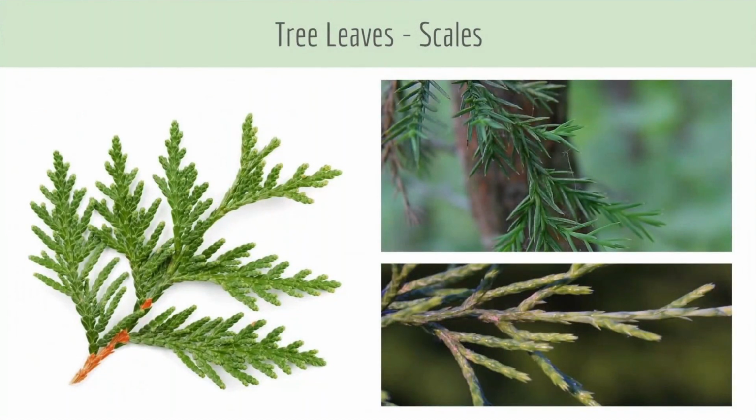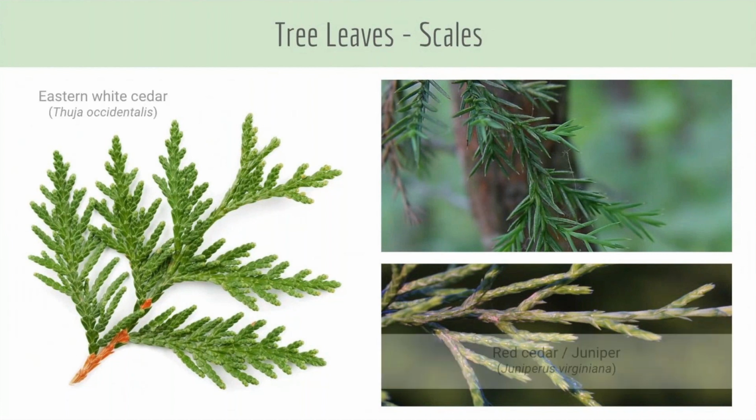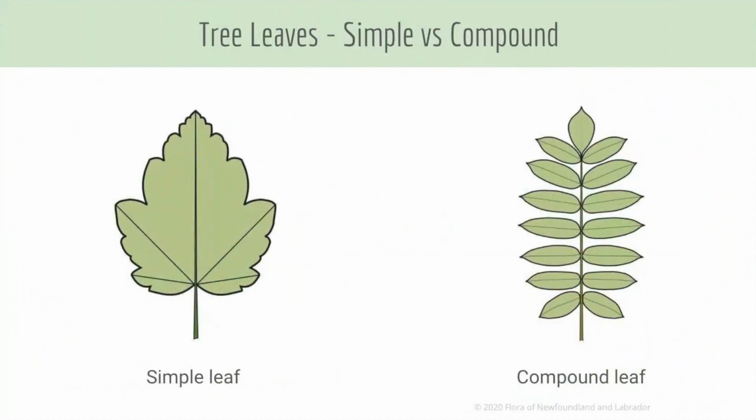There are also scales that you can think of as shingles on a roof. They can be flat, like in eastern white cedar, or rounded and quite sharp, like in juniper. With deciduous leaves, things are a little bit more complicated. First, you'll want to determine if the leaf is simple or compound. So with simple, the leaf is directly attached to the branch. But in compound, you have multiple leaflets, or things that look like mini leaves that will be attached to a petiole or a long leaf stem, which is then attached to the branch.